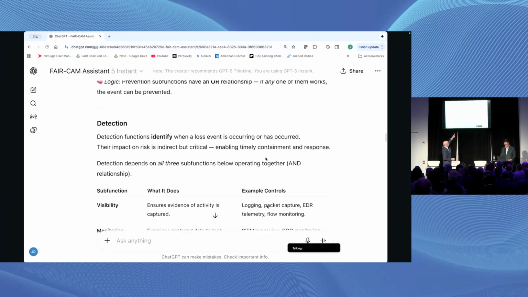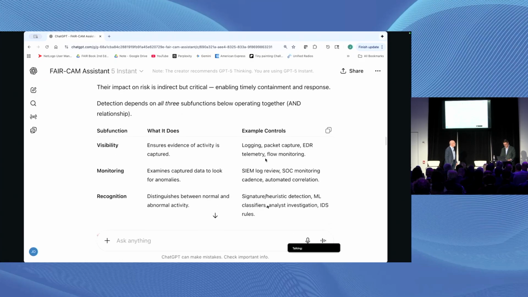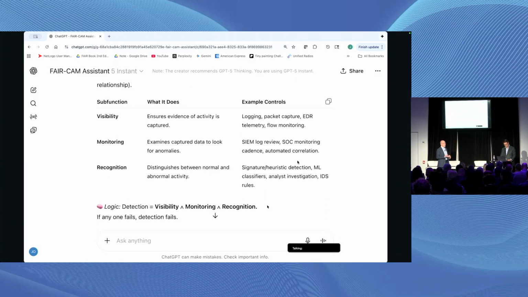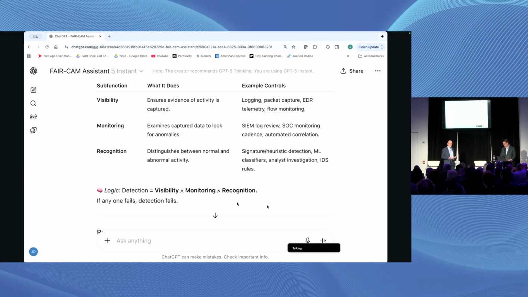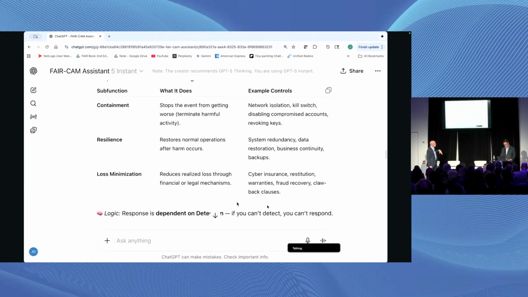So it points that out, that there's this Boolean relationship, which is really important when we're measuring the efficacy of controls. Then in detection, it goes through and talks about the 3 functions within detection: visibility, monitoring, and recognition. Interesting thing here, those have a Boolean AND relationship. All 3 have to be working or detection doesn't occur, right? So these Boolean relationships are really fundamental and important in understanding the control's physiology. And then it talks about the response controls and gives you examples there.